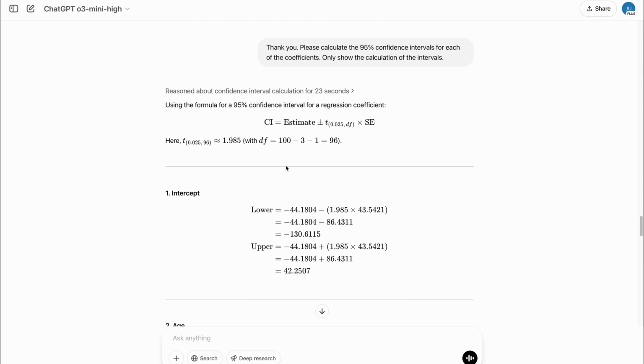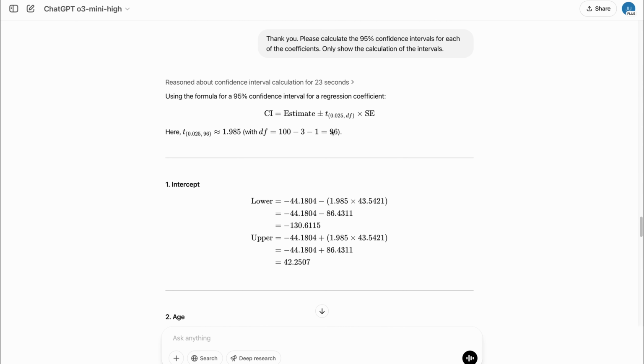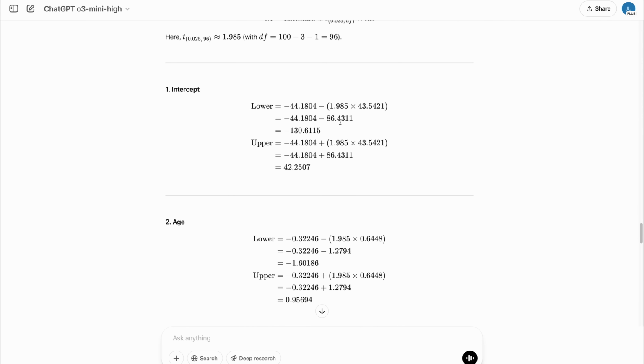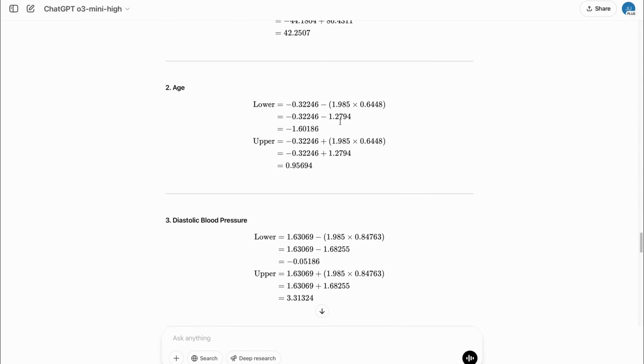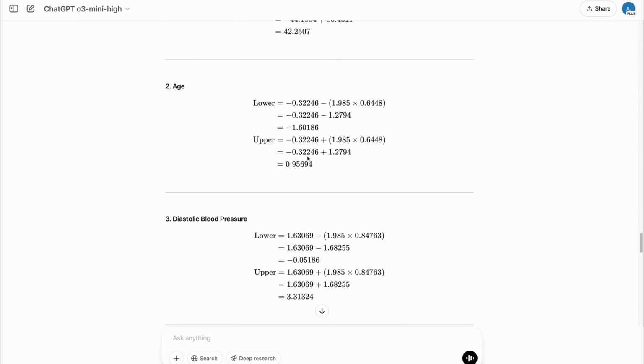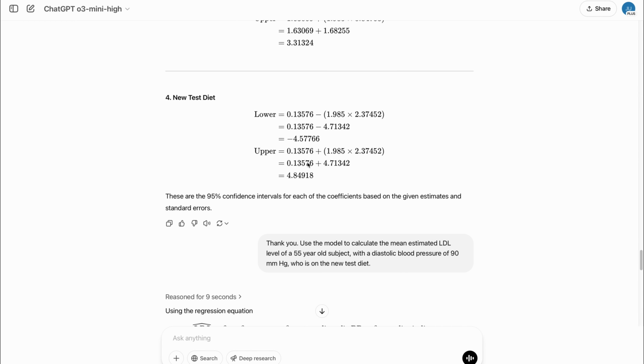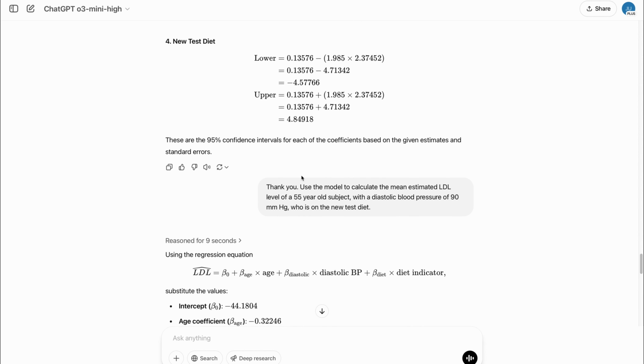The confidence intervals are exactly there as we had them, and again on 96 degrees of freedom, and we see the lower and the upper value. We also see it for the intercept, which we do not really care about, but look at that for each one of those: negative 1.6 to 0.95. So again, 0 is in that interval, 0 is within the interval for diastolic blood pressure, and 0 is within the interval for the new test diet, negative 4.57 up to 4.84. So again, that is just the same conclusion we must reach, because we are using a 95% confidence interval and we're using a 5% level of significance. So we must come to the same conclusions.